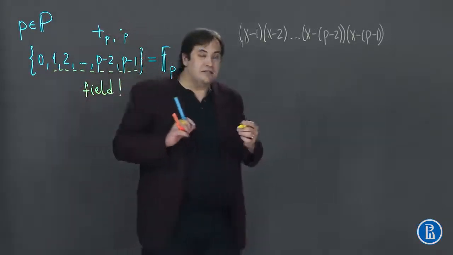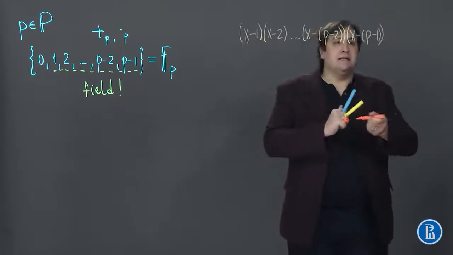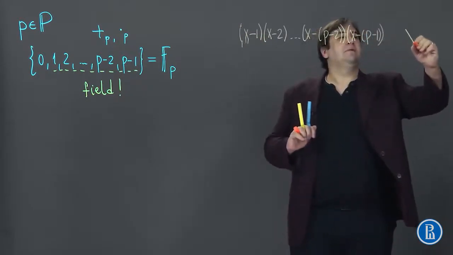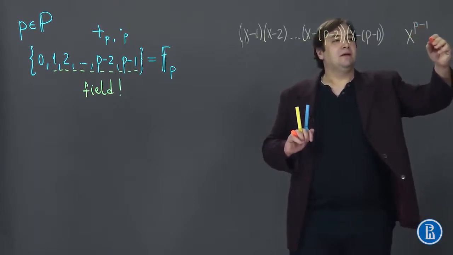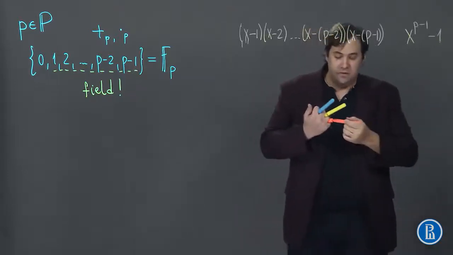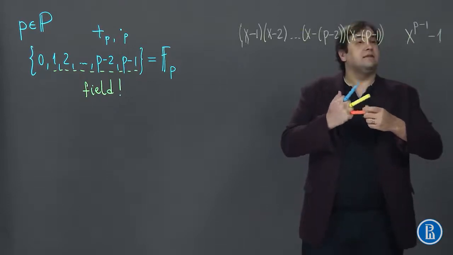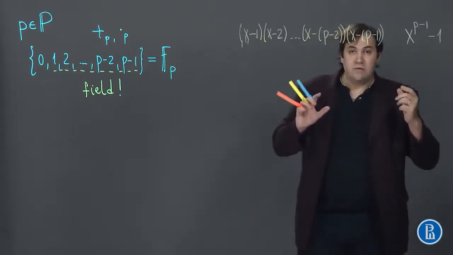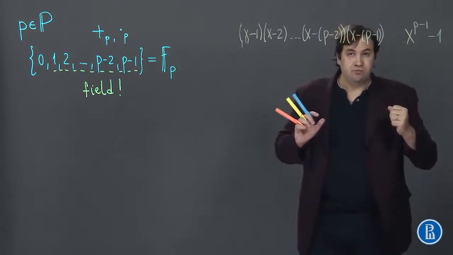Well, it turns out that we really know such a polynomial. It is x to the power p minus 1 minus 1. Because according to Fermat's small theorem, this is congruent to 0 for all non-zero remainders x.